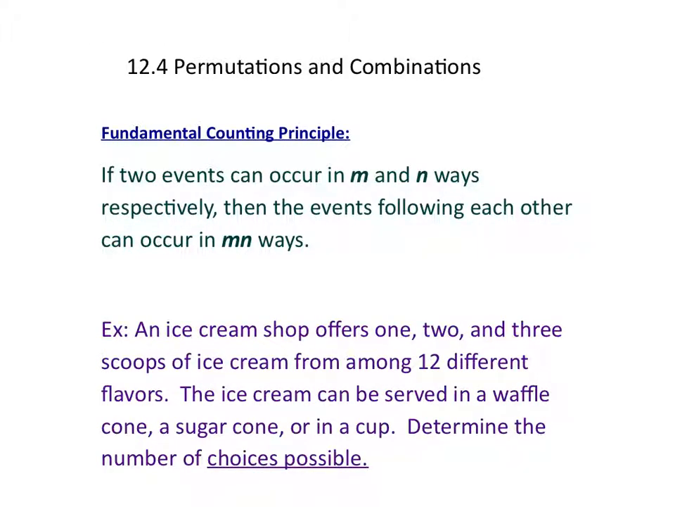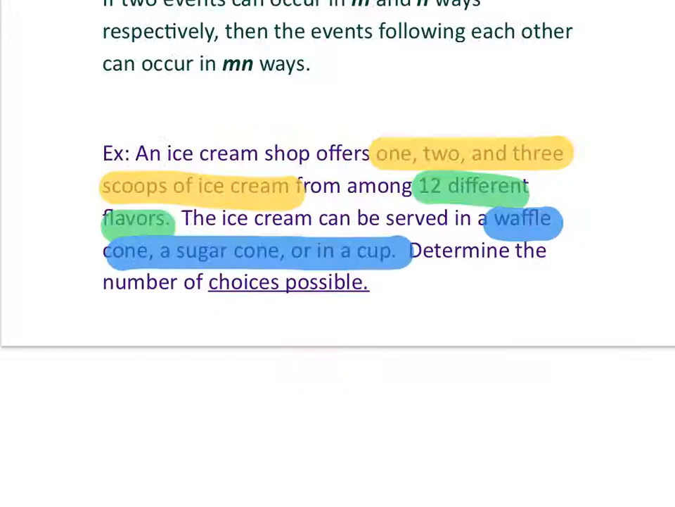Permutations and combinations. The fundamental counting principle says that if two events can occur in m and n ways respectively, then the events following each other can occur in m times n ways. So an example of this would be an ice cream shop offers 1, 2, and 3 scoops of ice cream from among 12 different flavors. The ice cream can be served in a waffle cone, a sugar cone, or in a cup. Determine the number of choices possible.